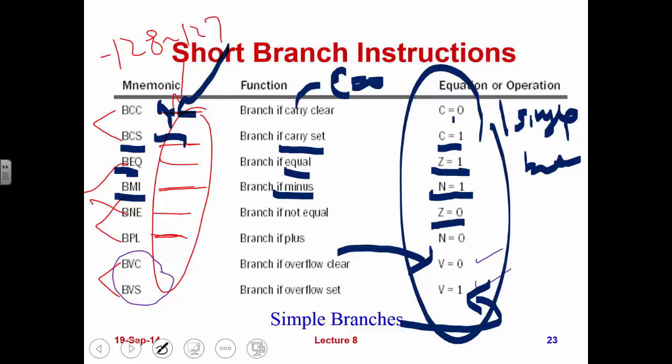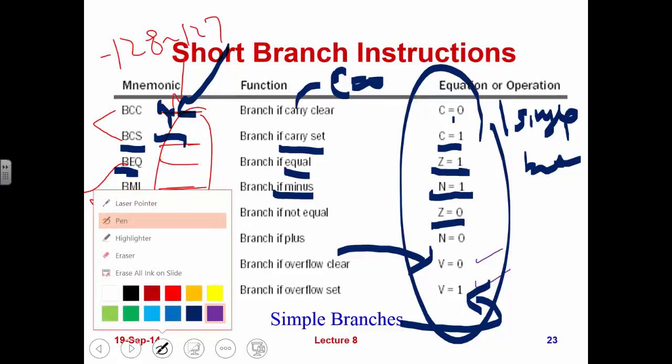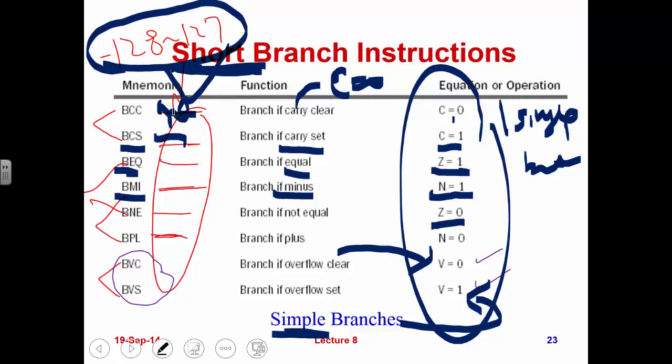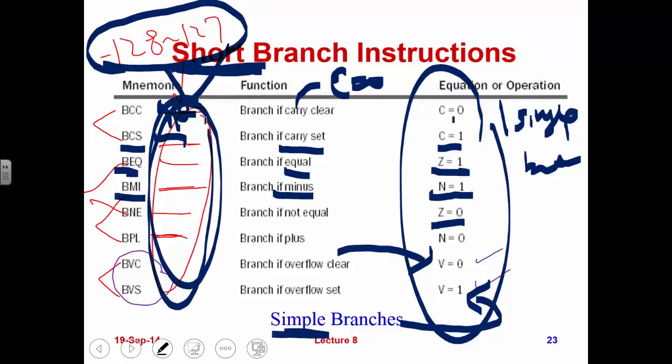So this is what a simple short branch is. You see, this is a simple branch, and also short. Short means you can branch only to this location, specified by this field. Also, they're simple. Why simple? Because they only check one bit condition.